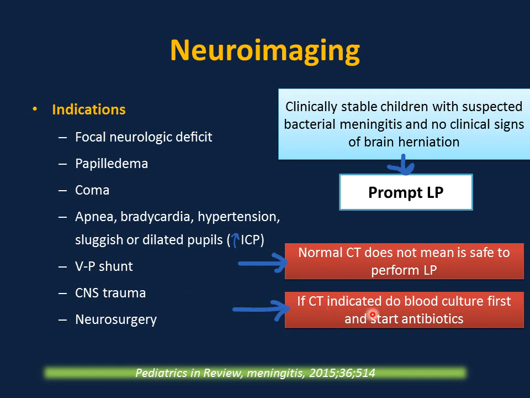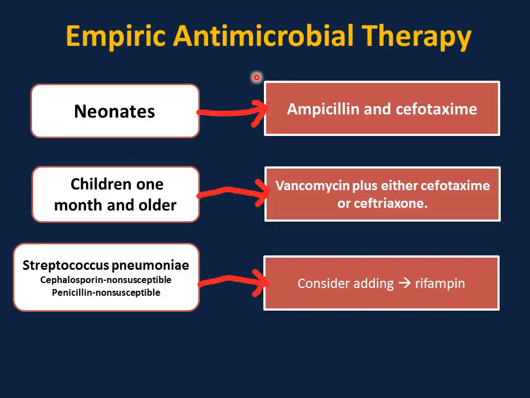If a CT scan is indicated, you have to withdraw blood culture first, then start the antibiotic immediately, then send the child for CT scan. Do not delay antibiotics to perform CT scan. All cases of meningitis have to receive empiric antimicrobial therapy until all cultures are negative. In neonates, give ampicillin and cefotaxime. Ampicillin covers group B strep and listeria, and cefotaxime covers E. coli and gram-negative bacteria. For children 1 month and older, give vancomycin plus cefotaxime, either cefotaxime or ceftriaxone.